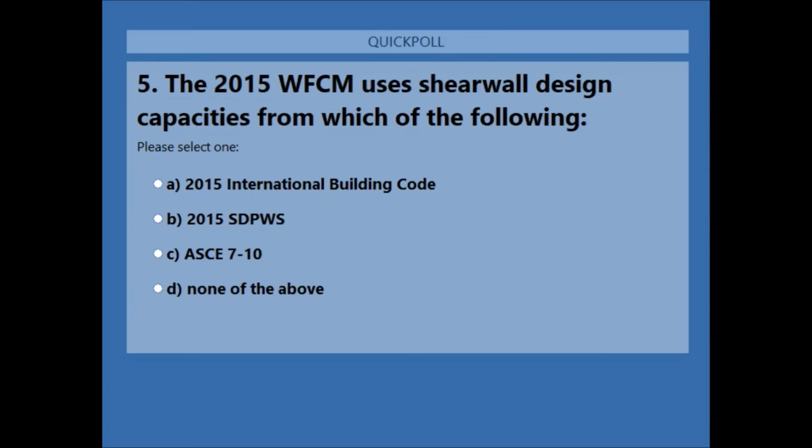Okay, yes. The 2015 WFCM uses shear wall design capacities from which of the following? Is that 2015 International Building Code, 2015 SDPWS, ASCE 7-10, or none of the above?